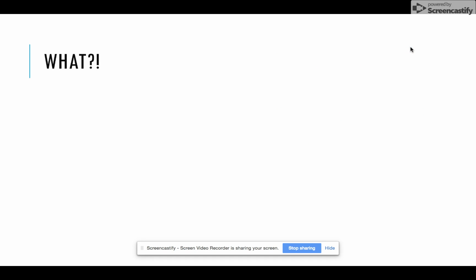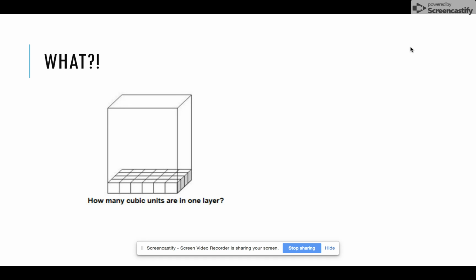Okay, that happened fast. So let's take a look at volume in a way that may make more sense for some of you, using knowledge we have already mastered. To find the volume of this rectangular prism, let's start by finding how many cubic units are in one layer.